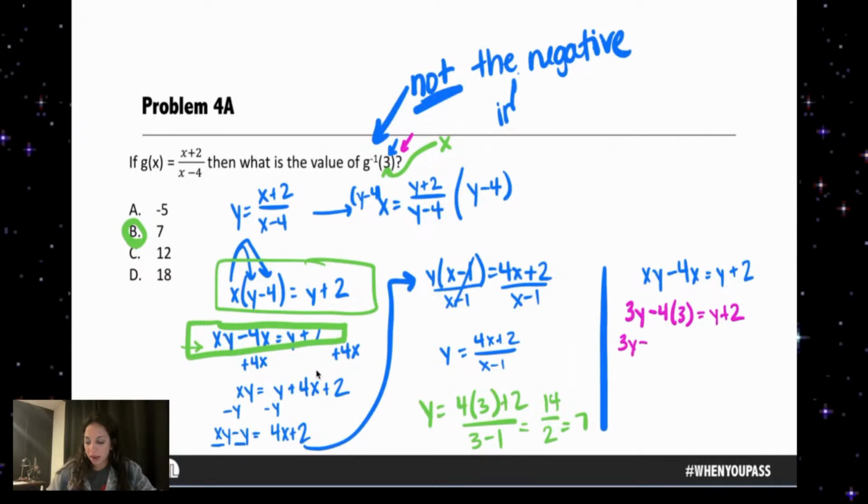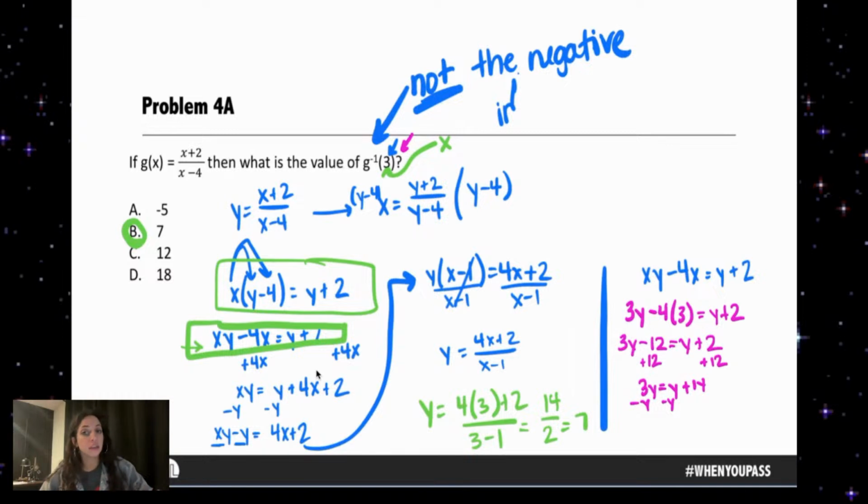3y minus 12 equals y plus 2. Starting to look a little bit easier and a little bit more familiar? Yeah. Add 12 to both sides. 3y equals y plus 14. Subtract y from both sides.